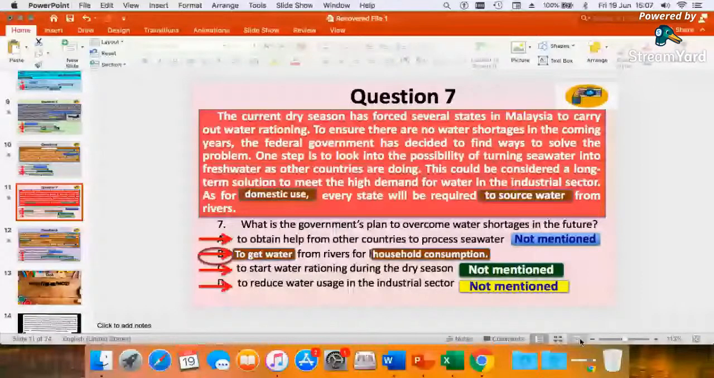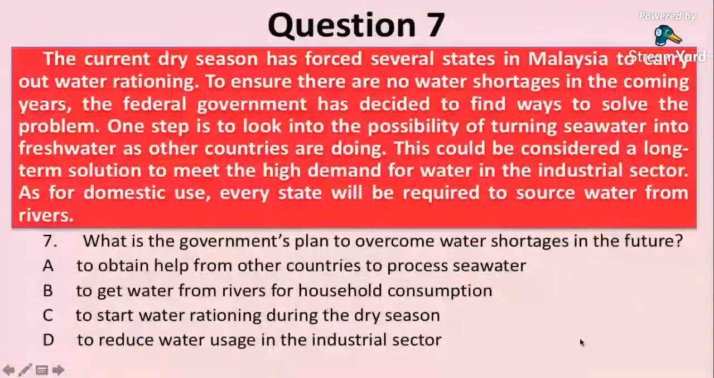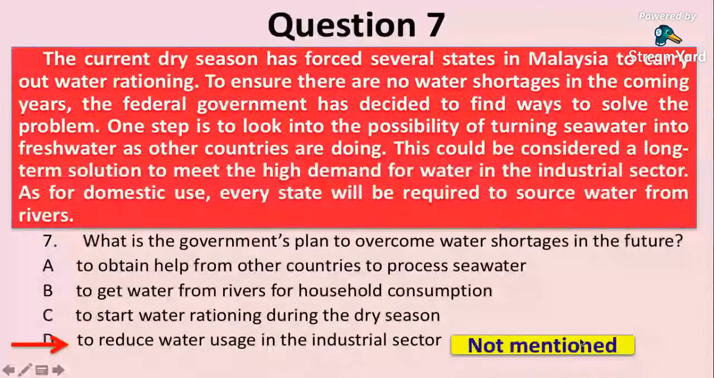All right, so some of you actually answer A, some of you answer C. So let's look at the question. I'm going to explain to you why it is A, why it is C, or why it is some other option. Let's look at D first: to reduce water usage in the industrial sector. It's actually not mentioned in the whole text at all. So D, we put aside.